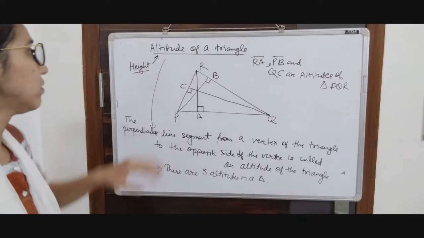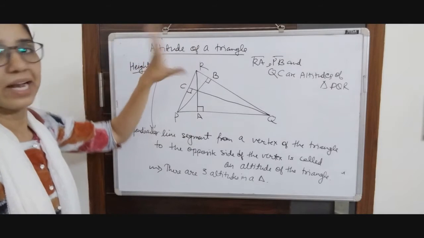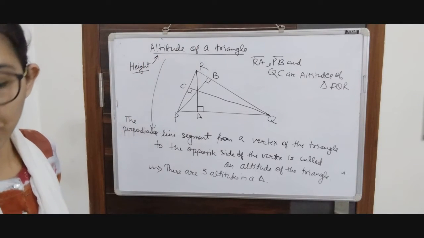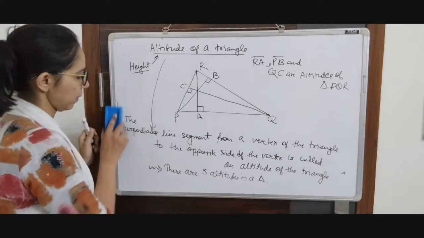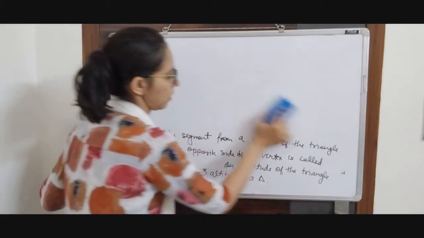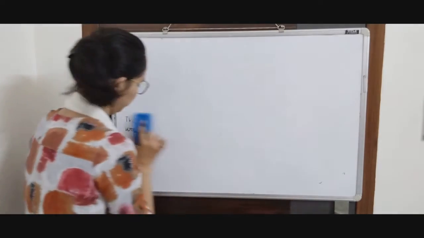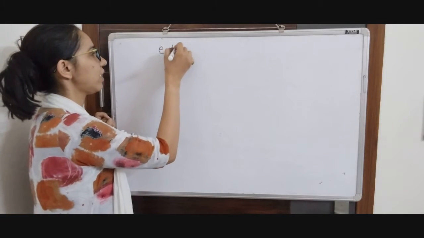So we have done the median and altitude of a triangle. Next we are going to talk about the exterior angle.